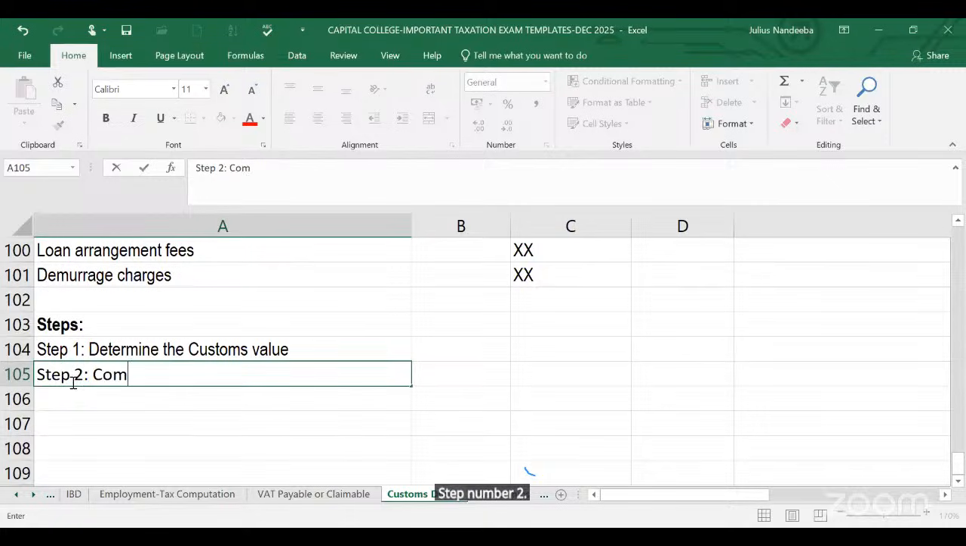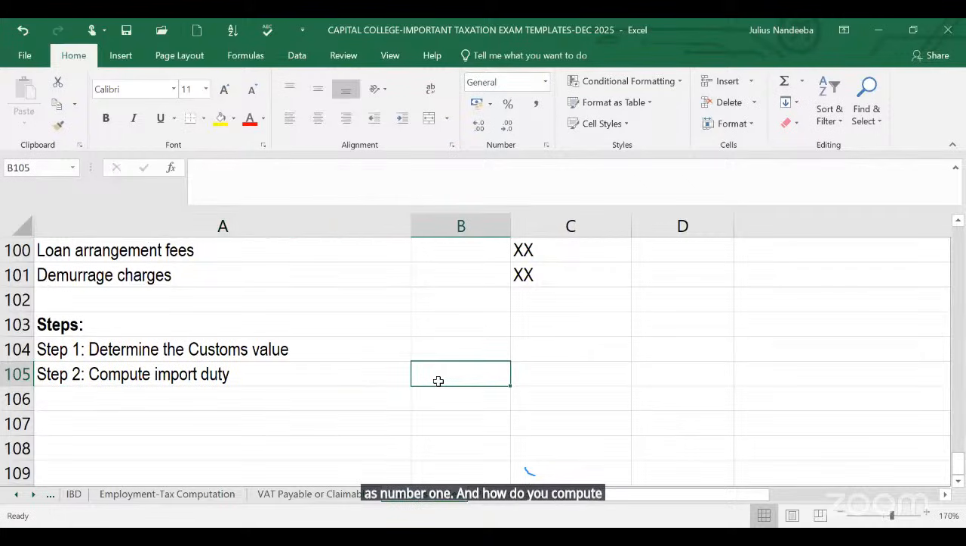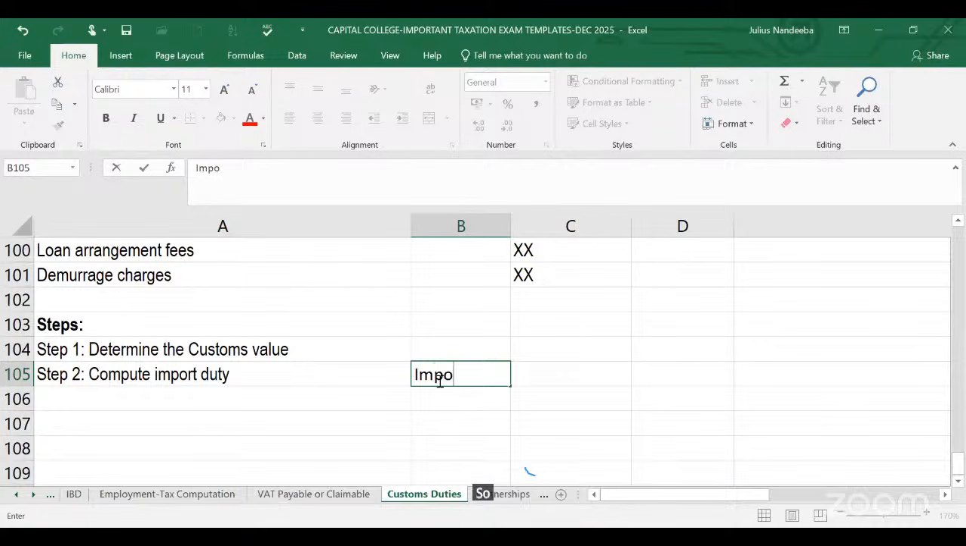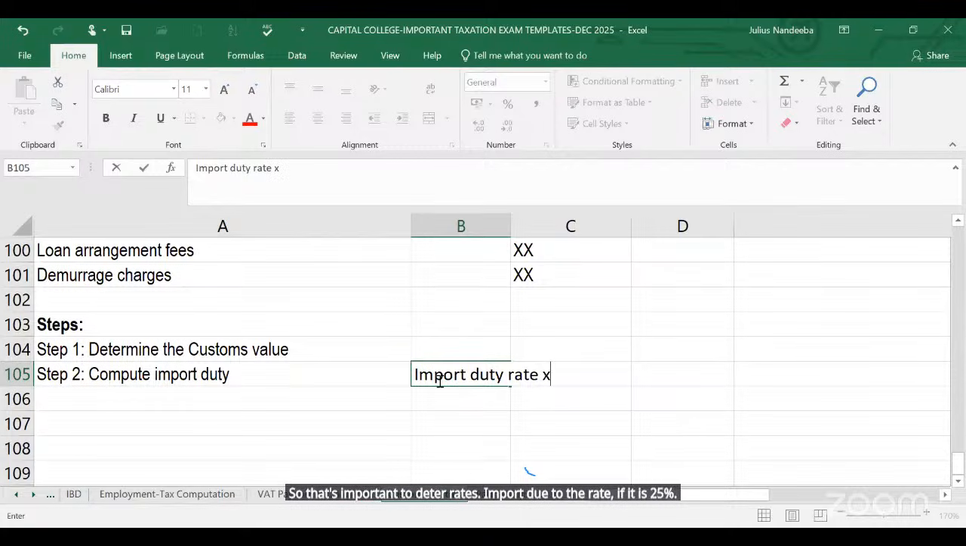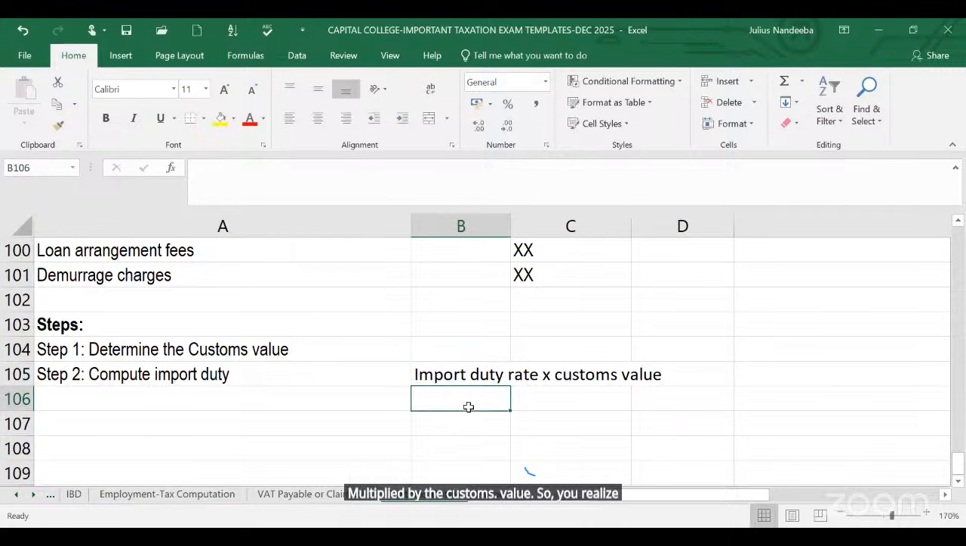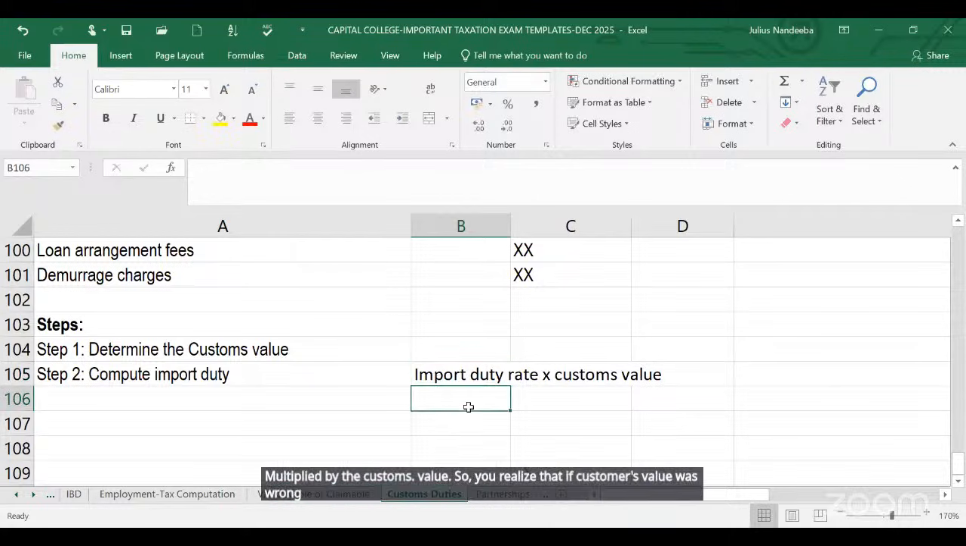You compute import duty as number one. And how do you compute import duty? They would have given you the import duty rate. So that import duty rate, if it is 25%, multiplied by the customs value. So you realize that if customs value was wrong, import duty would be wrong.